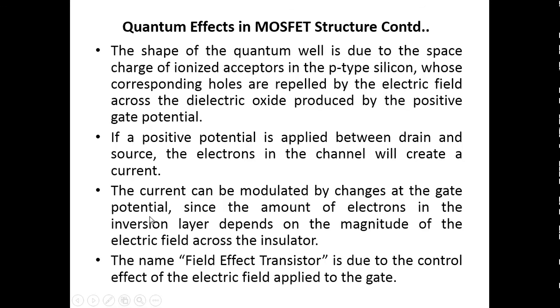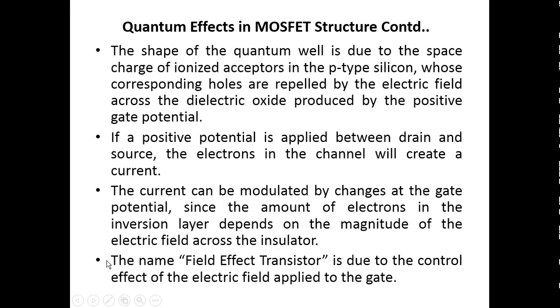That I had told you. The current can be modulated by changes in the gate potential, since the amount of electrons in the inversion layer depends on the magnitude of the electric field produced across the insulator and the silicon. Insulator means the silicon oxide insulator, the gate oxide material, and the silicon wafer.